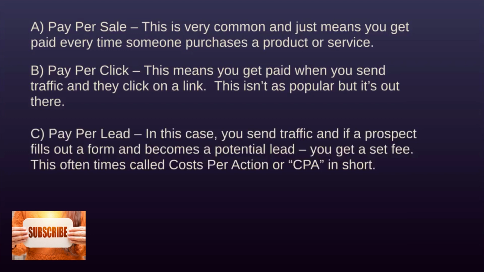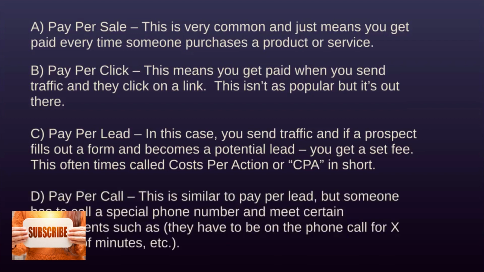Now, the third type is pay per lead. In this case, you're sending traffic, and if a prospect fills out a form or fills out some sort of requirement, like their zip code, for example, or the whole form, you might get payment for that action. So essentially, pay per lead is whenever somebody fills out a form, becomes a lead, or does a specific action. Now, this oftentimes is also called cost per action, or CPA in short. There are tons of networks out there where you can find a lot of these: pay per lead, pay per action, fill out a form, or even pay per call.